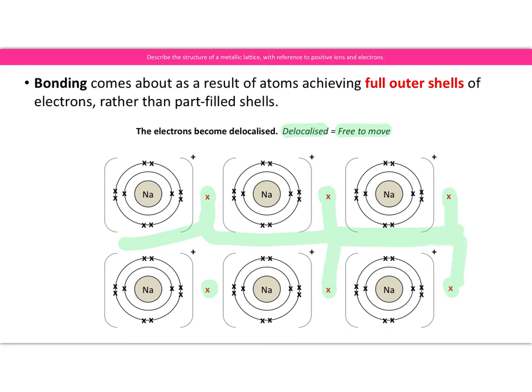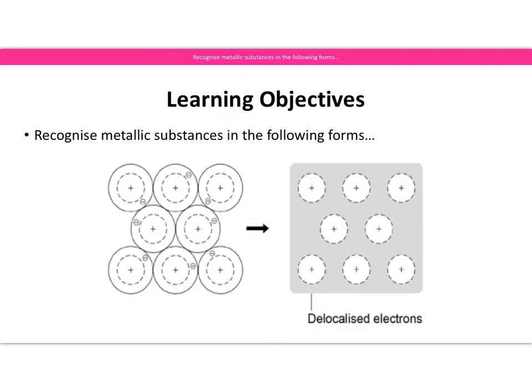So we have these metal ions in their fixed positions. So think about your particle model in year 7. We've got a regular repeating pattern. They're in their fixed positions. They might be vibrating around that fixed point. But the electrons themselves are able to move around anywhere and throughout the structure. And this is going to explain many of the key properties of metals.